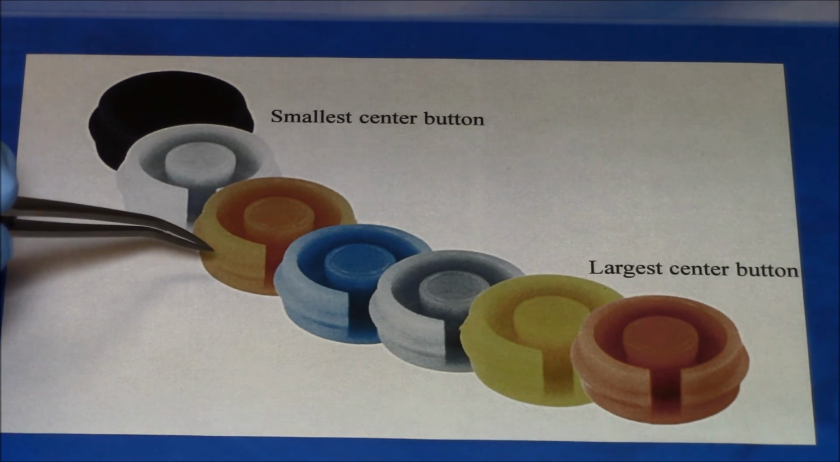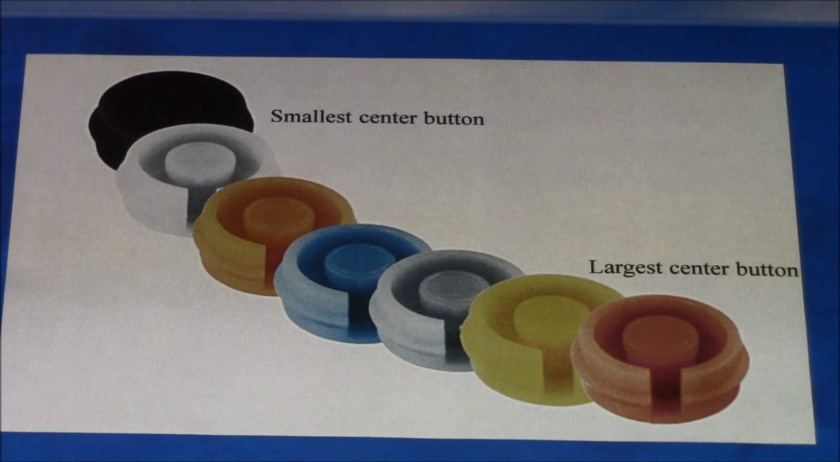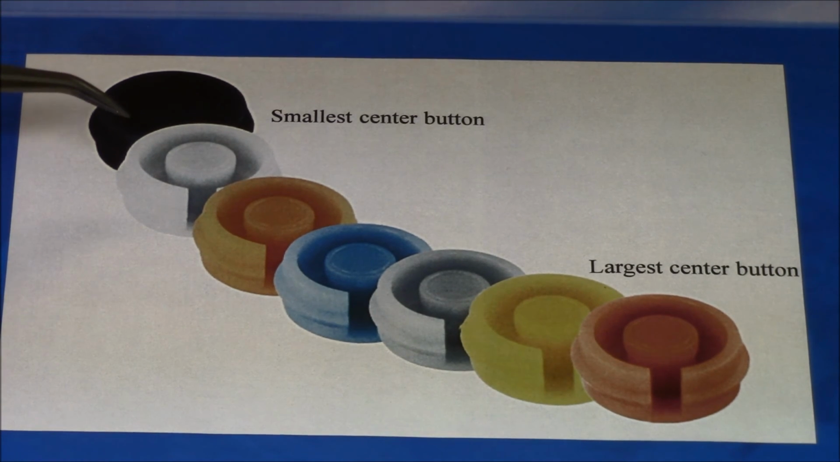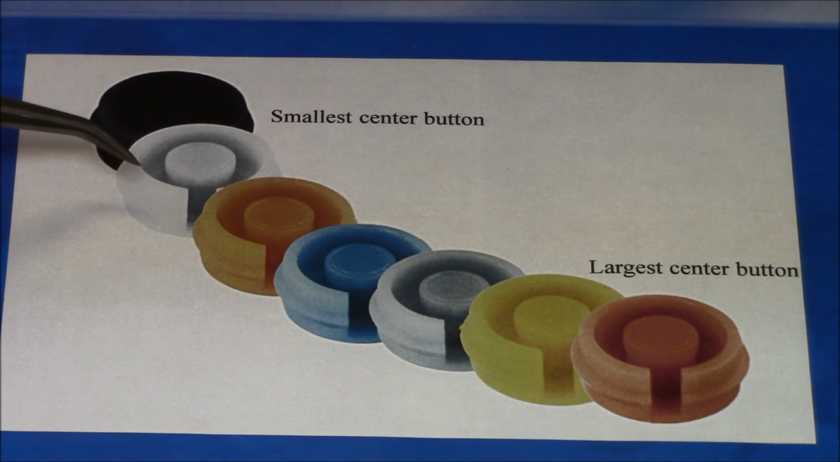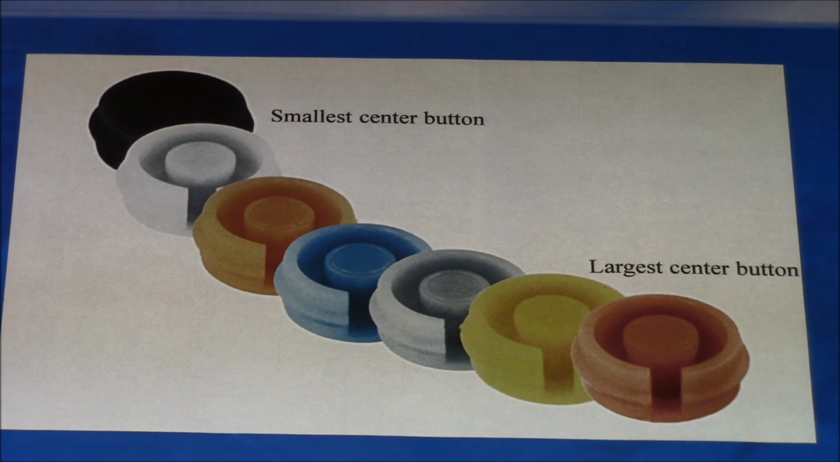The next up would be the orange, and then blue, gray, yellow, and red in increasing order of the diameter of the center button. You always want to give the patient the least amount of retention that they demand, so every case should at least start with a white and then only move up in color to the absolute minimum that the patient needs in order to be comfortable.